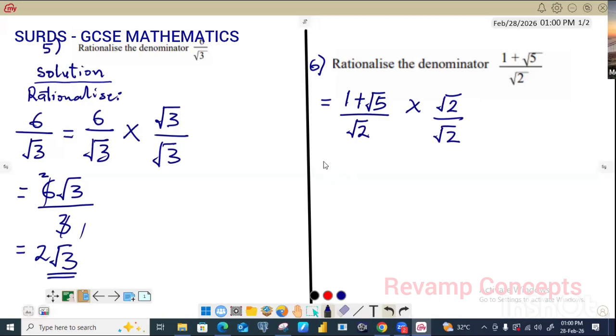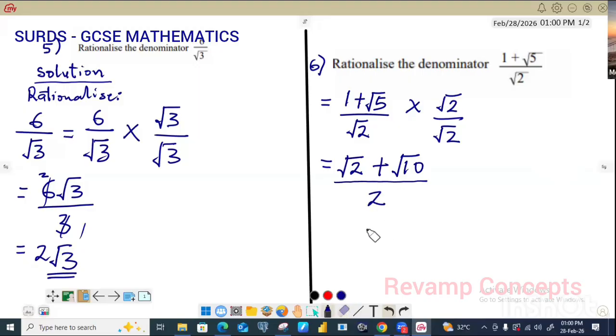So let's carry this multiplication out. 1 multiplied by root 2 will give us root 2, plus root 2 multiplied by root 5 will give us root 10. Everything will be over root 2 times root 2, that is root 4. And root 4 equals 2. So we can just write 2 as our denominator now.